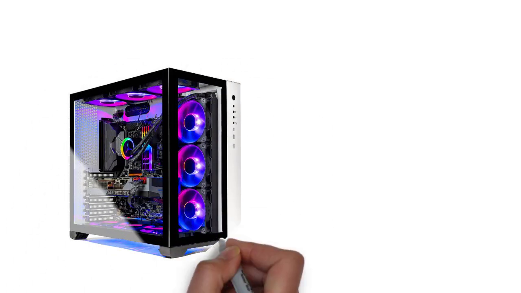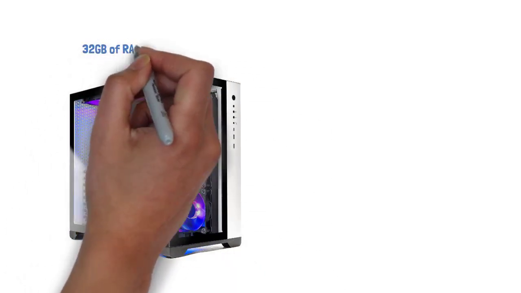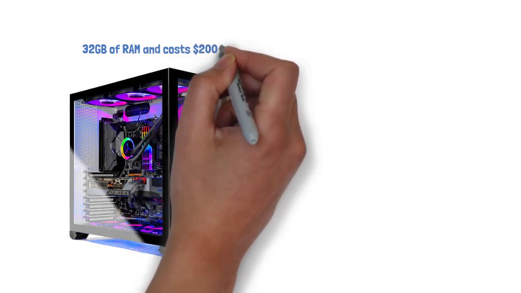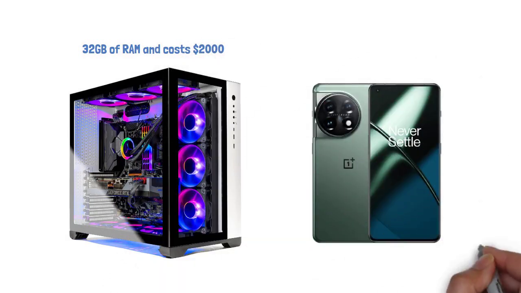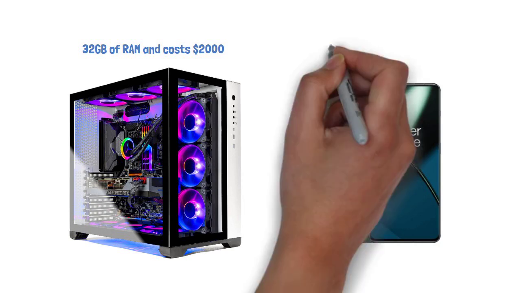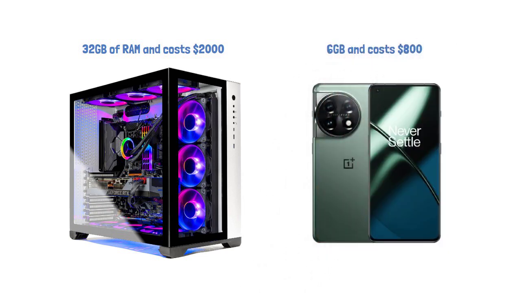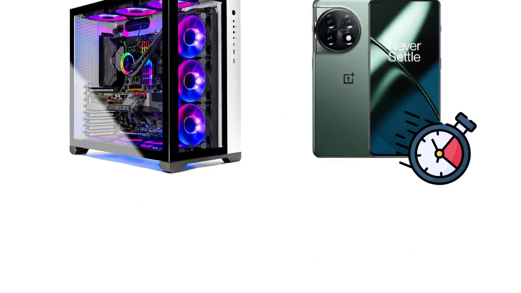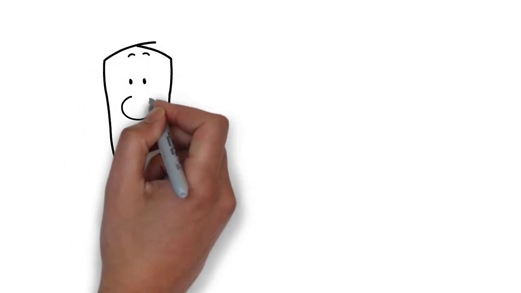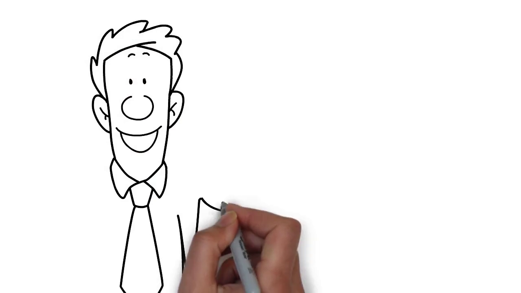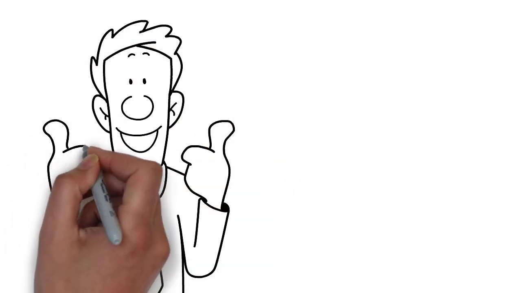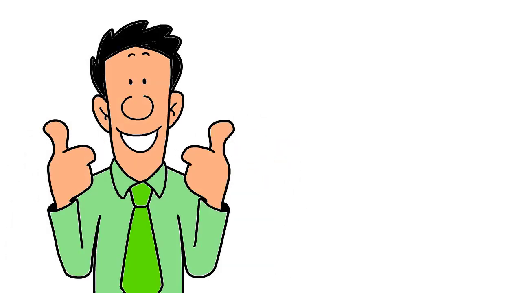Your shiny new gaming PC has 32 gigs of RAM and cost over $2,000. Meanwhile, your $800 phone only has 6 gigs, yet sometimes it feels faster. What gives? Today, we're diving into how computer performance is really measured, and why what you think you know might be totally wrong. Let's break it down.